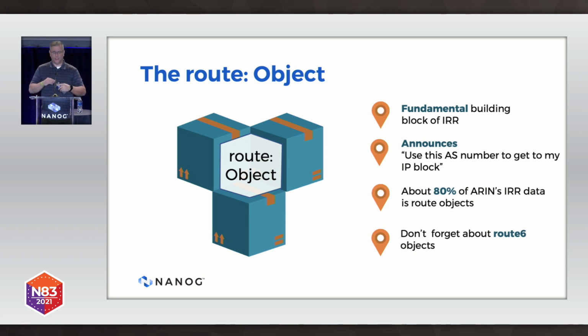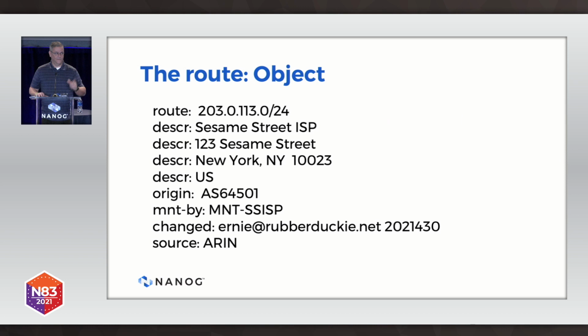So the first of which is called the route object, and the route object is the fundamental building block of the IRR. It's information that basically states this route, this prefix should be coming from this ASN. This is the way it needs to go. About 80% of the records inside of ARIN's database are route objects. Clearly the most used bit of information that operators like you will put into the IRR. And don't forget, IPv6 is a thing. So if it's a route object, it could be a route6 object. Thank you. Next slide, please.